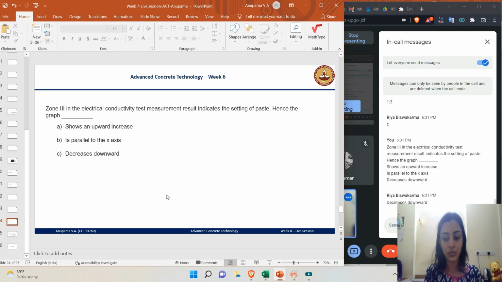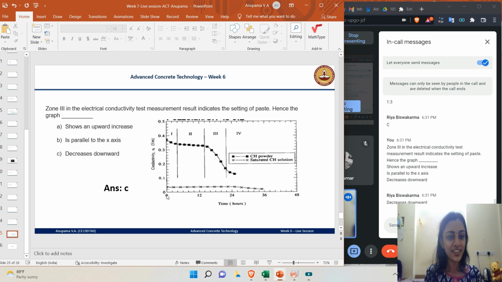Okay. So thanks Ria for responding. The correct answer is C, that is, it decreases downwards. You can see from the graph that this is a conductivity measurement. So the conductivity decreases as time proceeds, because more and more hydration products are forming. The interconnectivity of the pores is being reduced. As a result, there is no pathway for conduction. As a result, the resistivity increases or the conductivity decreases. As a result, the graph slopes down.